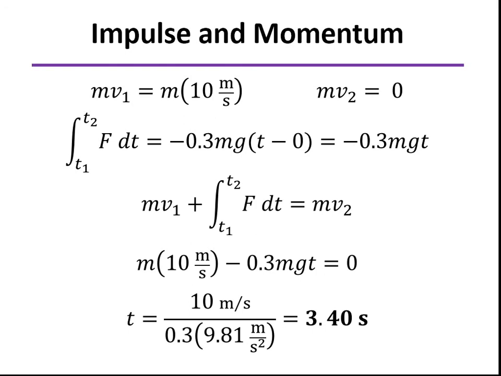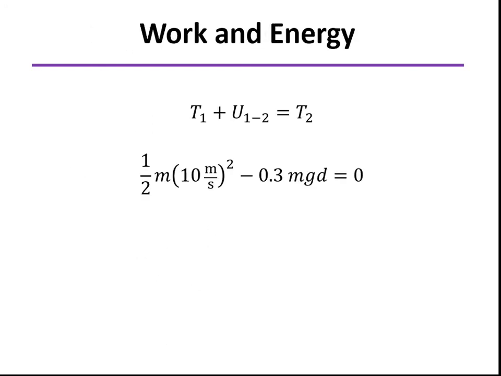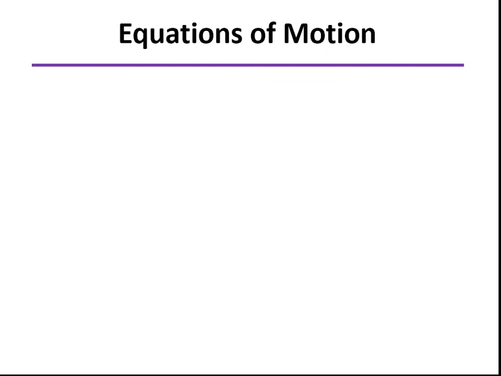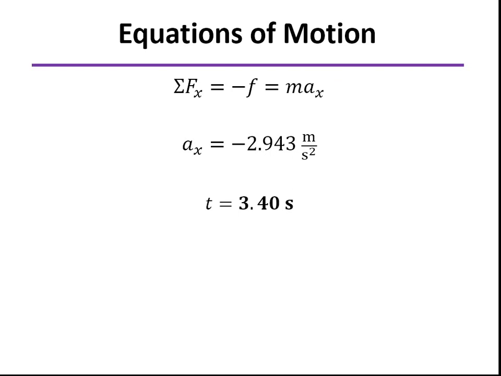But notice what we didn't find out of this was the stopping distance. If we use work and energy, and I won't go through all the details since we've done that a lot, notice the only force doing work is the friction force. Again, it's doing negative work because it is in the opposite direction of motion, and we find that the distance is 17 meters. With the equations of motion, you start with the sum of the forces in the x direction, and from that calculate the acceleration, which is negative in this case because it is slowing down, and then find both the stopping time and the distance, which agree with our other methods.